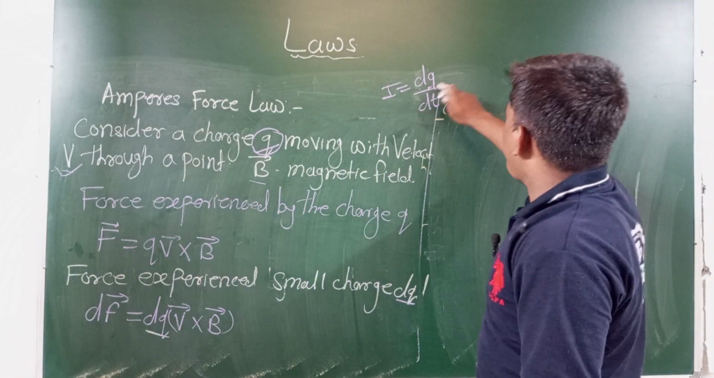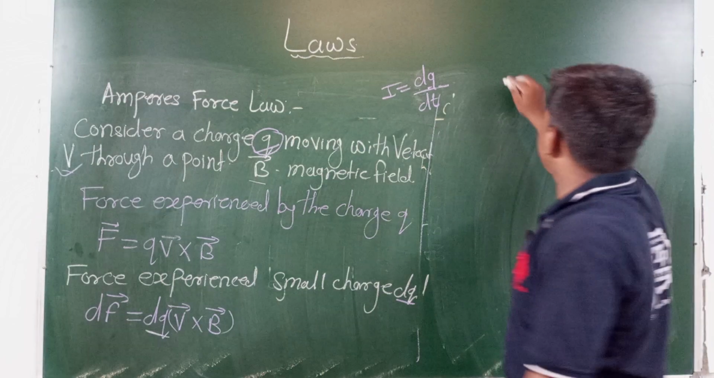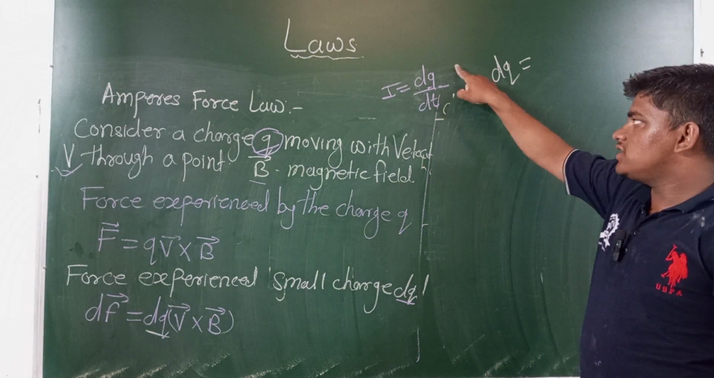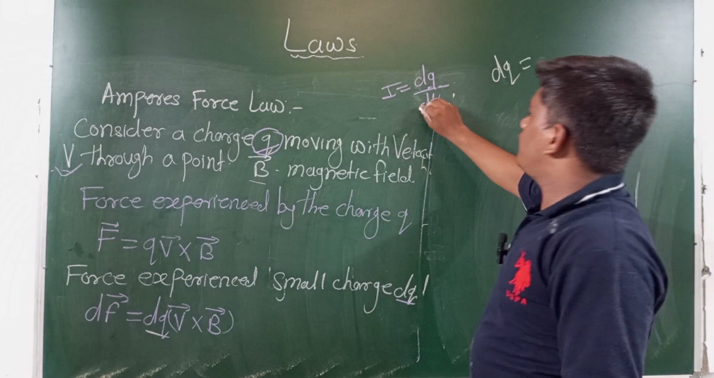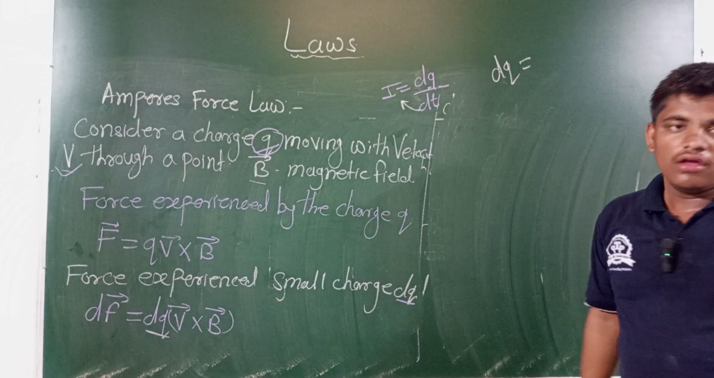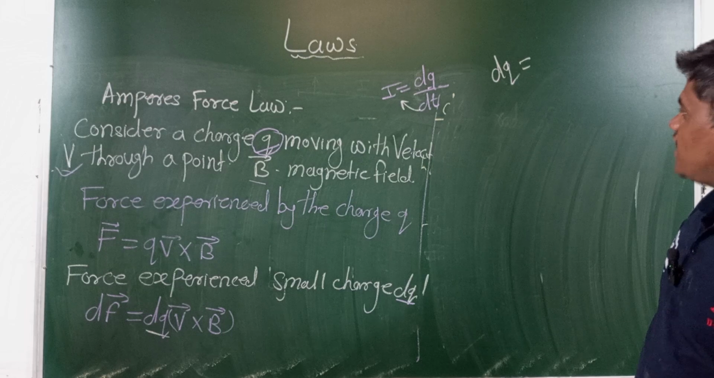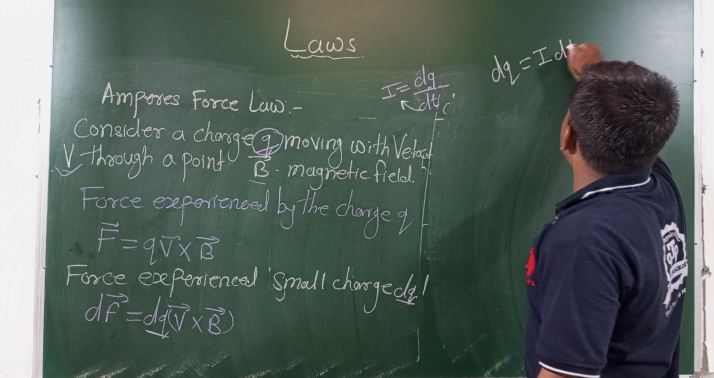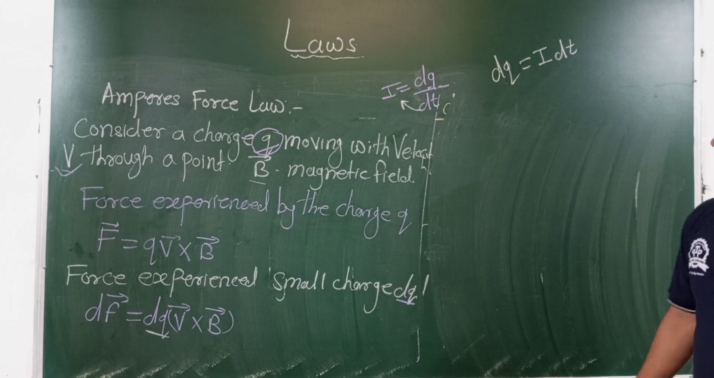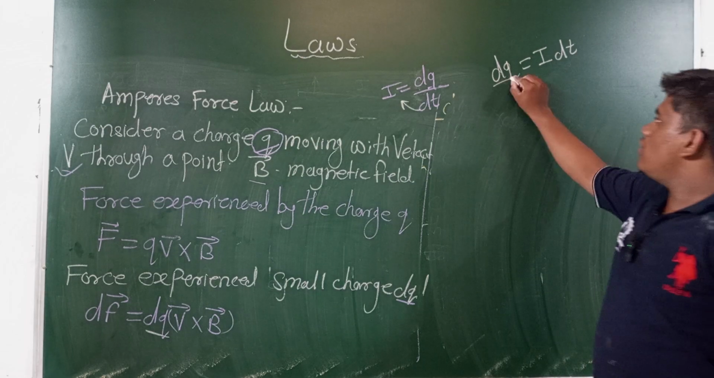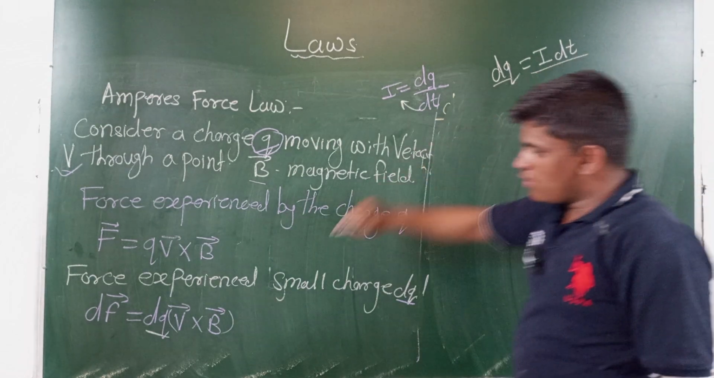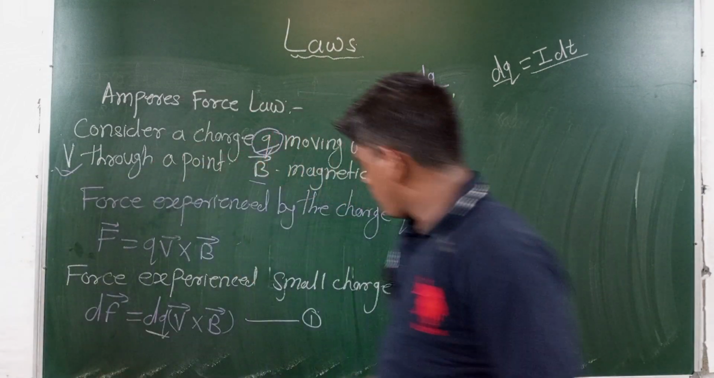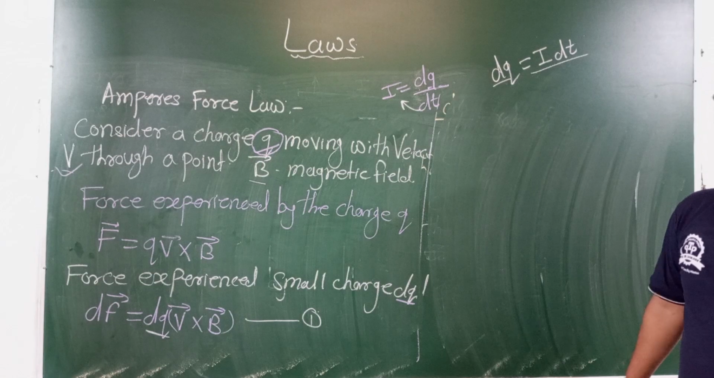We know that I is equal to dq by dt. If we change positions and move dt to the other side of the equality sign, then it is multiplied with I, so dq is equal to I into dt, and the value of this dq will be substituted in the equation. I will give the name of that equation as equation number 1.